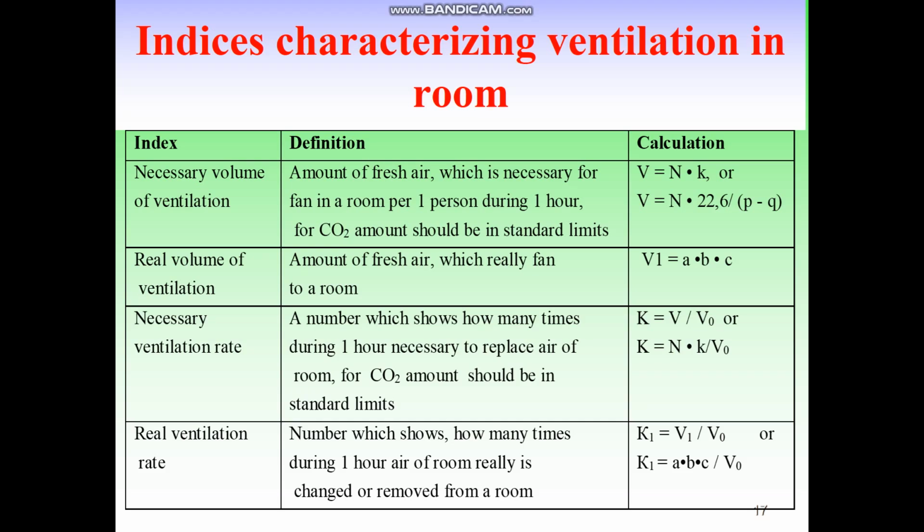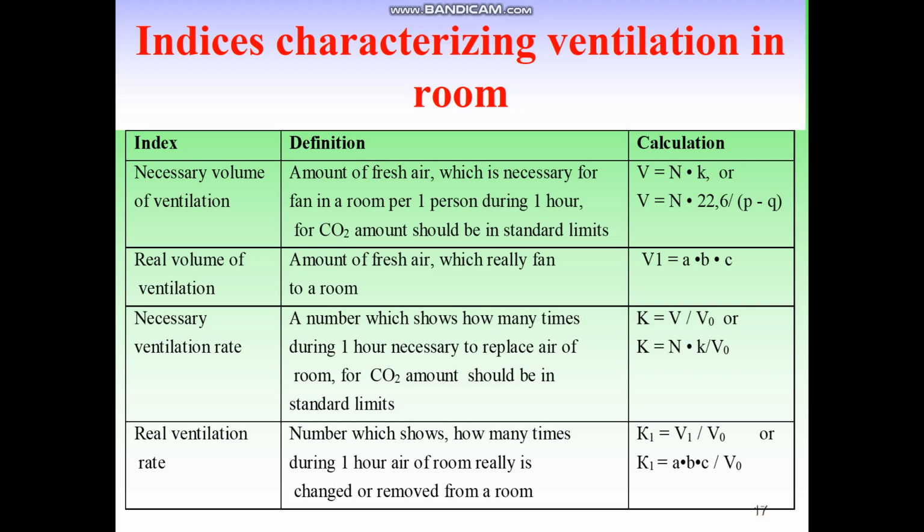Ventilation. Regular ventilation of premises and public buildings provides timely removal of excess heat, moisture, and adverse gaseous impurities accumulating in the air as a result of people's stay and different household processes. Indices characterizing ventilation in a room: necessary volume of ventilation, real volume of ventilation, necessary and real ventilation rate.